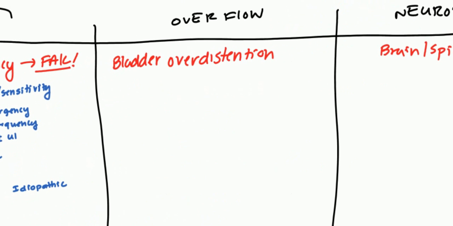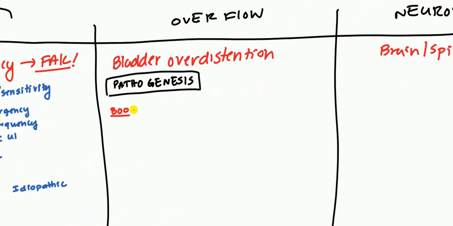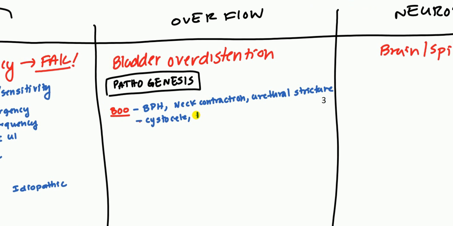So now let's talk about overflow. First we'll get into the pathogenesis, because what can cause overflow of the bladder? The first one is going to be bladder outlet obstruction. This can be due to BPH, any type of neck contraction of the bladder. And a urethral stricture can cause it. Also, a cystocele can cause it, and a cystocele is just an outpouching, and so the urine can stick there and it makes it difficult to leave. Even pelvic organ prolapse, more common with ladies. So one can be bladder outlet obstruction.